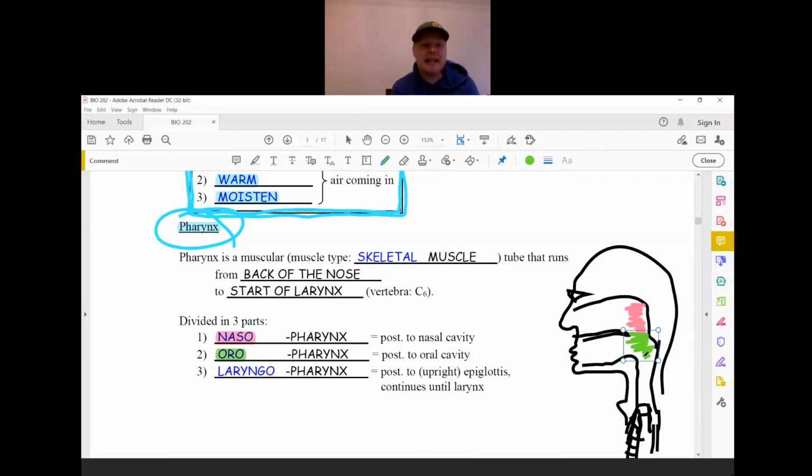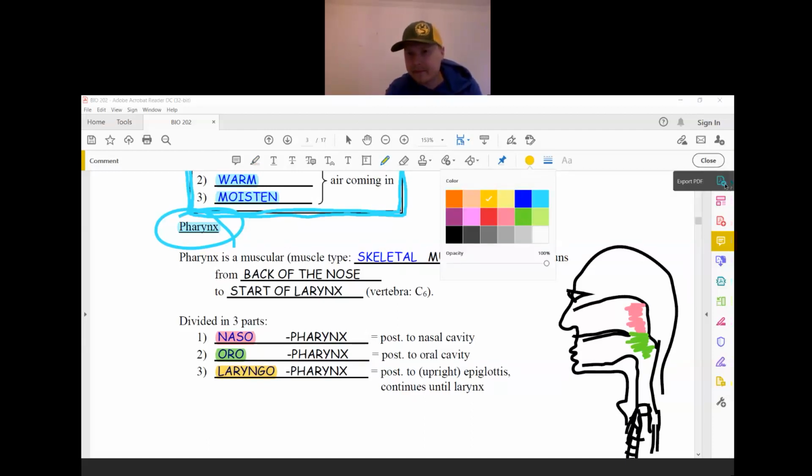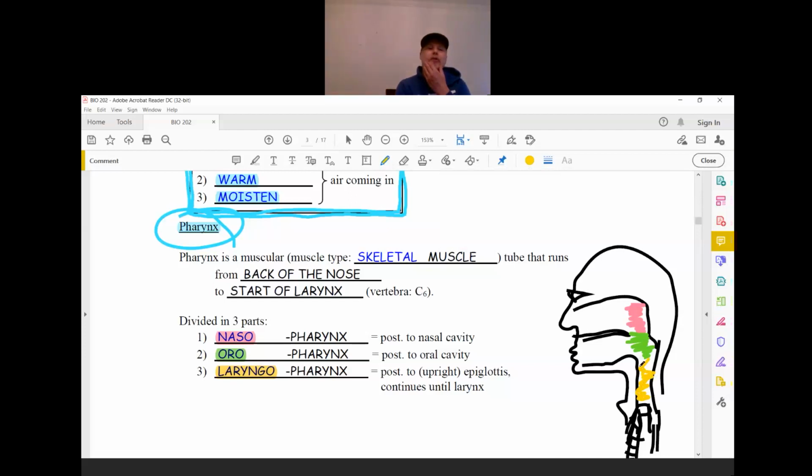Oropharynx. And finally, the last portion that I want to address with you, the laryngopharynx. Let's add that as well to our diagram. That's the portion right before, right superior to the larynx. So those are our three portions of the pharynx that we want to be certain about.